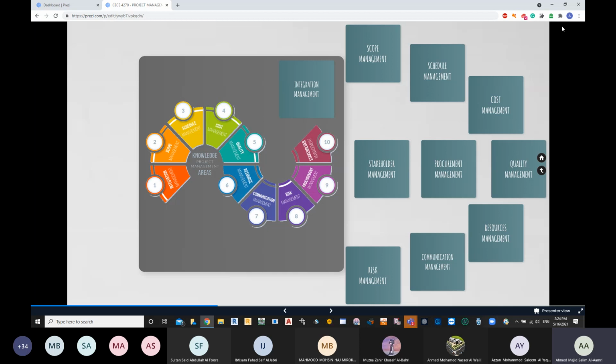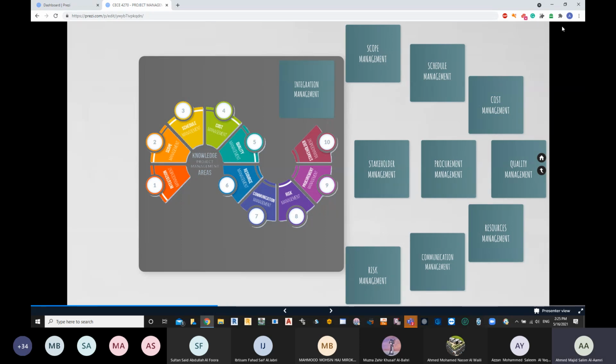Integrate. Since a lot of you have studied differentiation and integration, integrate is to sum up, to combine, to add, or to complete as well. You are seeing the bigger picture. So once again, integration management here relates to all of the other 9 knowledge areas.